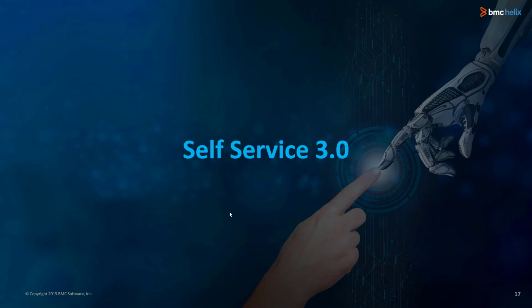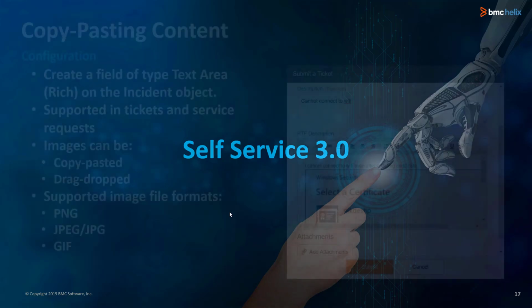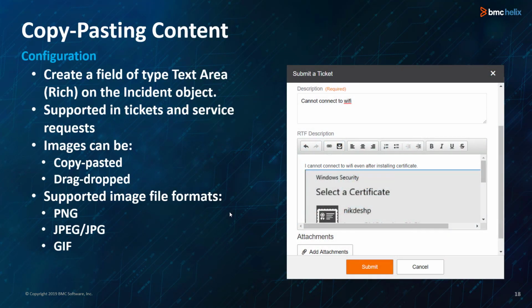Now let us understand the new capabilities introduced in Self-Service 3.0. Before you can use copy-pasting in self-service, please ensure that a field of type text area rich has been created on the incident object and that it has been added to the necessary field sets. Copy-pasting is supported for tickets and service requests. In service requests, the field in which support for copy-paste is required must be of the type text area rich.